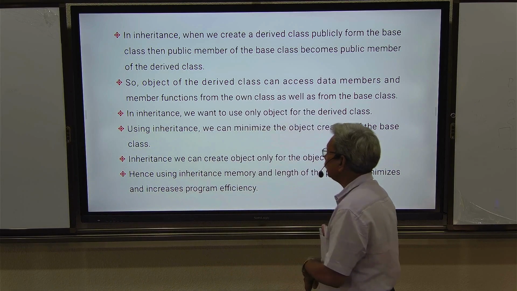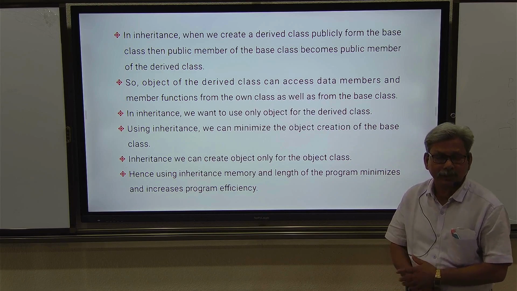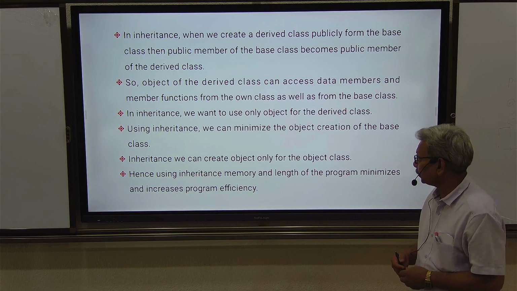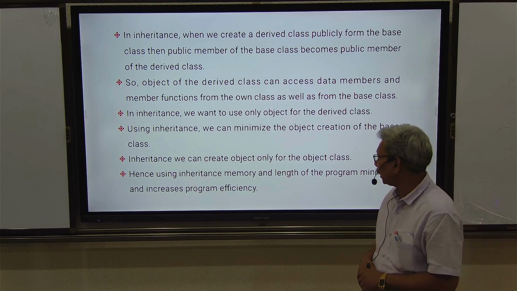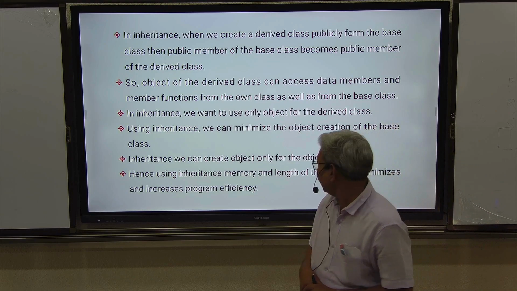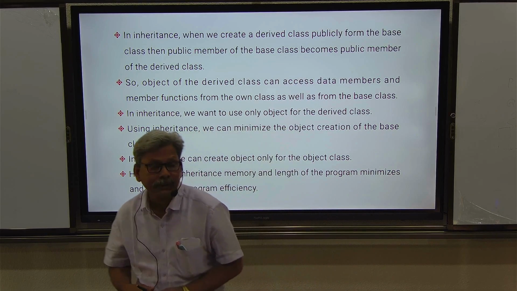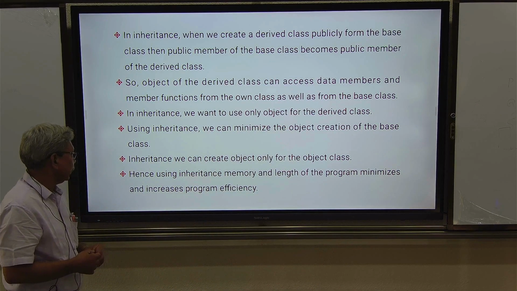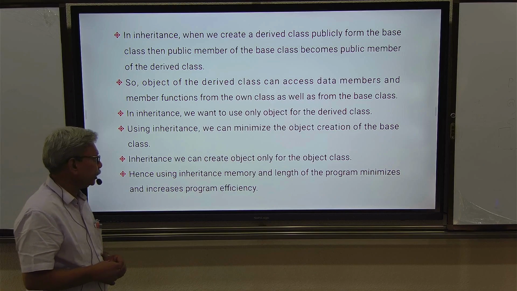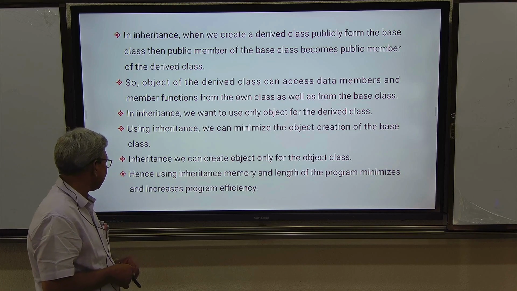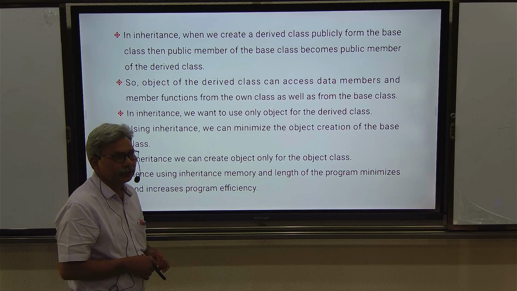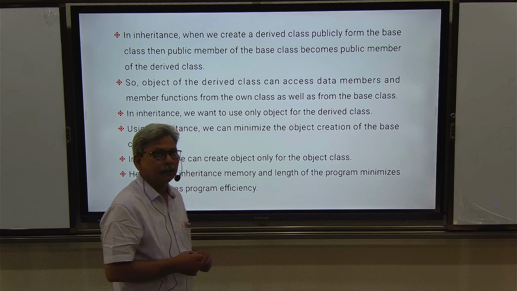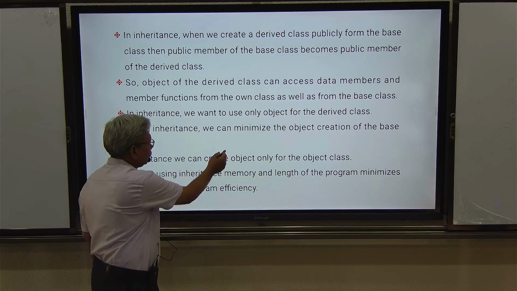So, an object of the derived class can access the data members and member functions from its own class as well as the base class. Using inheritance, we can minimize the object creation of the base class. In inheritance, we can create an object only for the derived class. Hence, using inheritance, memory and length of the program can be minimized, so it improves the program efficiency.